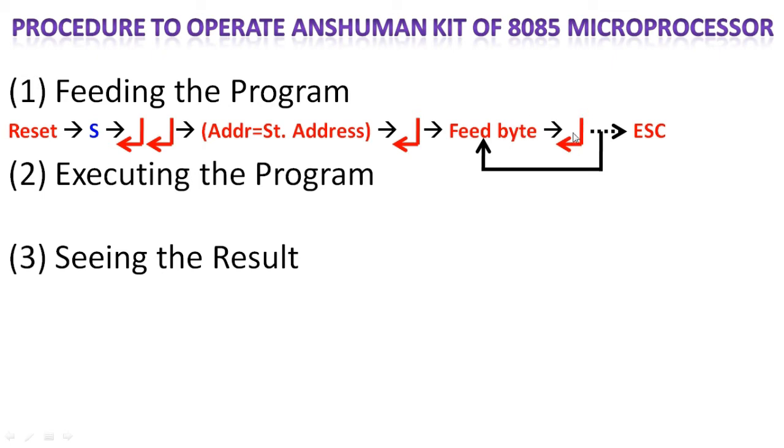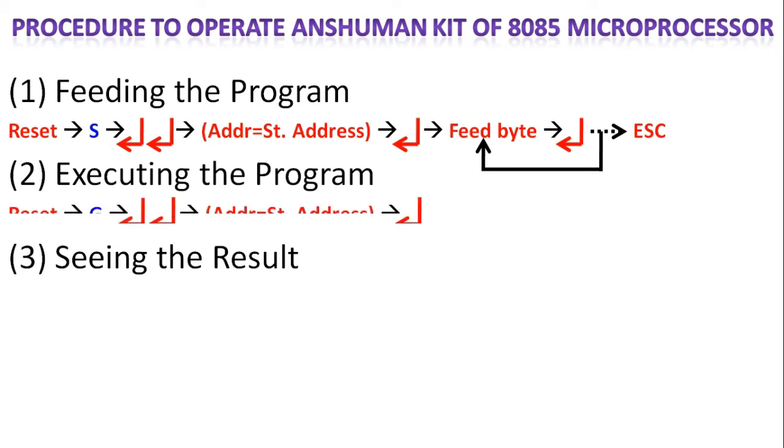Then press enter, and continue this loop till we feed the last byte of the program, that is CF, the opcode of RST1. Once you feed the last byte of the program, you have to press the escape key. That is the indication that the program is over. Now the next step is executing the program. For execution of the program, the process is very simple. There is no need to press the reset key, but if you want, you can press the reset key on the kit.